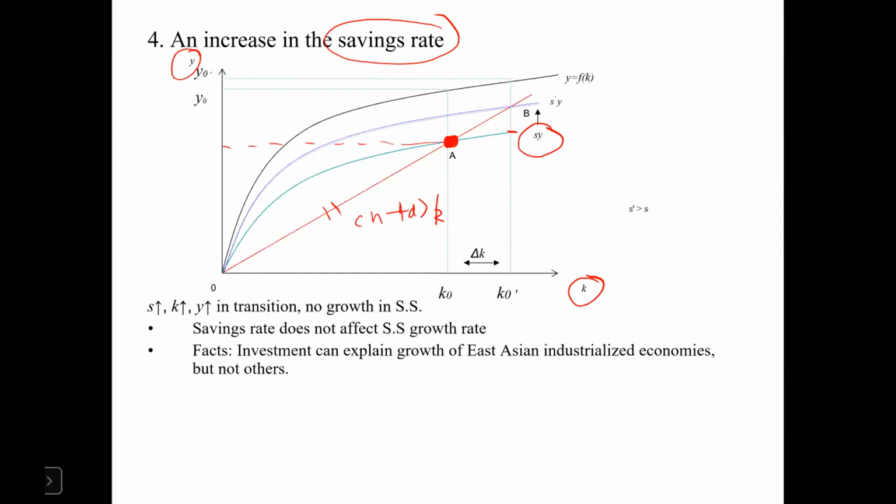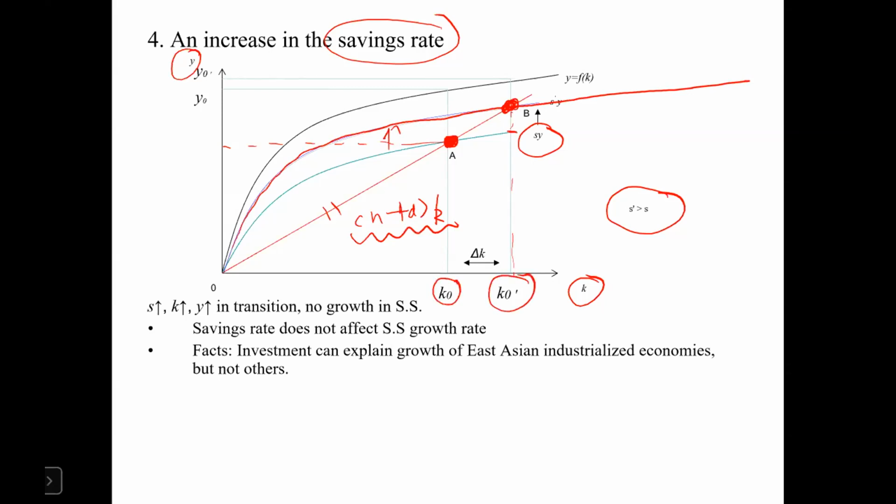Now imagine this country increases the saving rate, they encourage saving, right? It's s prime greater than s. Now the saving line is going to move up to here, and then it's going to cross the straight line at a higher level of K, right? So eventually this country is going to move from K0 to K0 prime. This leads to an increase in output from Y0 to Y0 prime. What this says is saving is going to encourage economic growth.